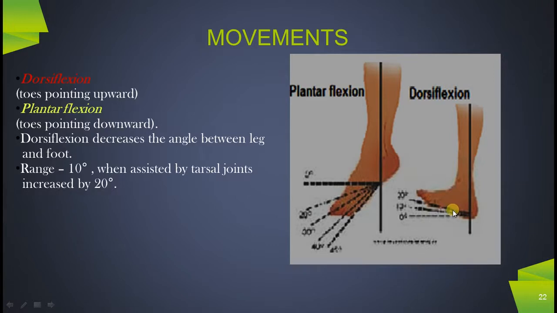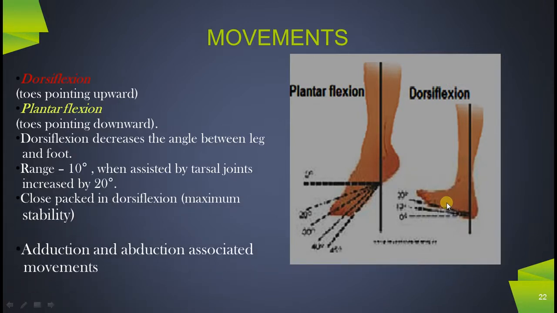The range of dorsiflexion during normal movements is 10 degrees, and when the subtalar joints or the tarsal joints are involved, the range is again increased to 20 degrees. From 10 degrees, it is increased to 20 degrees.